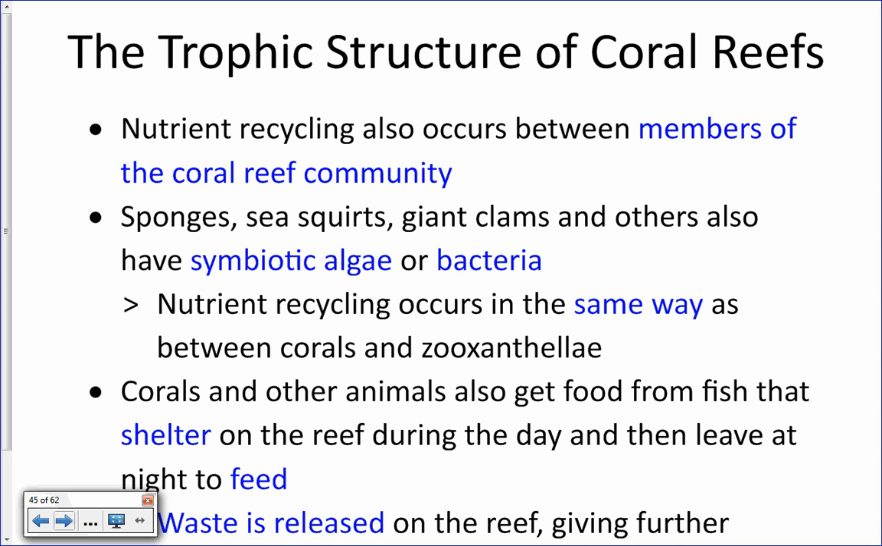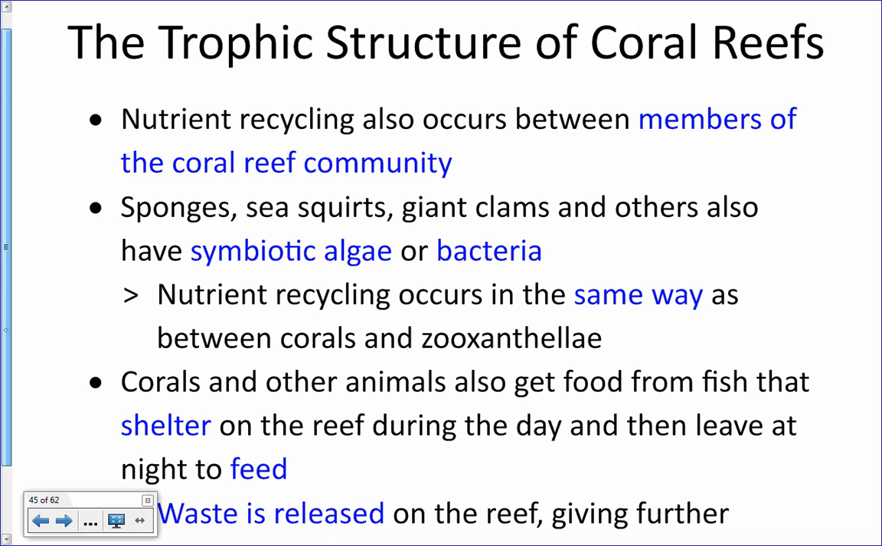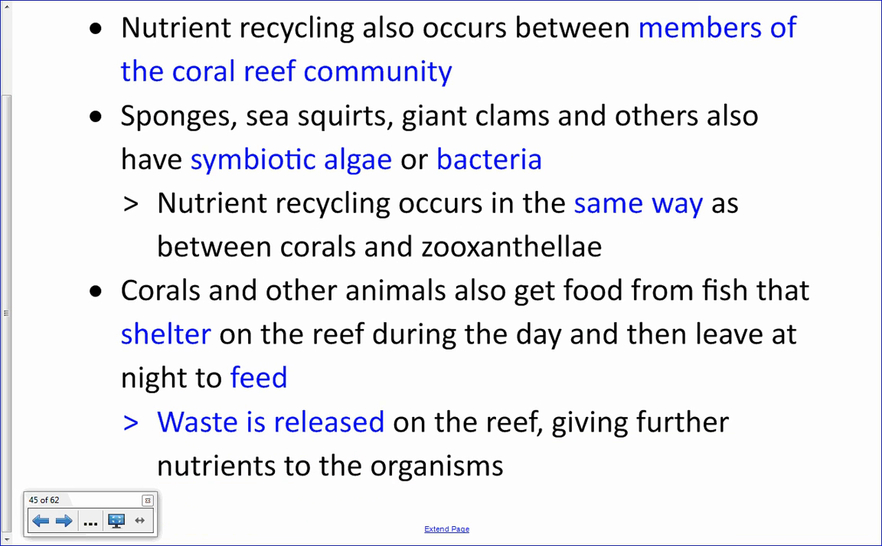You also get nutrients that get brought to the reef by other animals and fish that will shelter on the reef during the day, and then they leave at night and they feed somewhere else, not on the reef. And then when they come back during the day to hide, they poop. And that poop is nutrients. And so when they poop, they bring those nutrients from another place because they didn't feed on the reef. They bring it back and give nutrients to the reef. All right, so fish and other animals that leave and then come back and poop give the reef nutrients. Make sense?